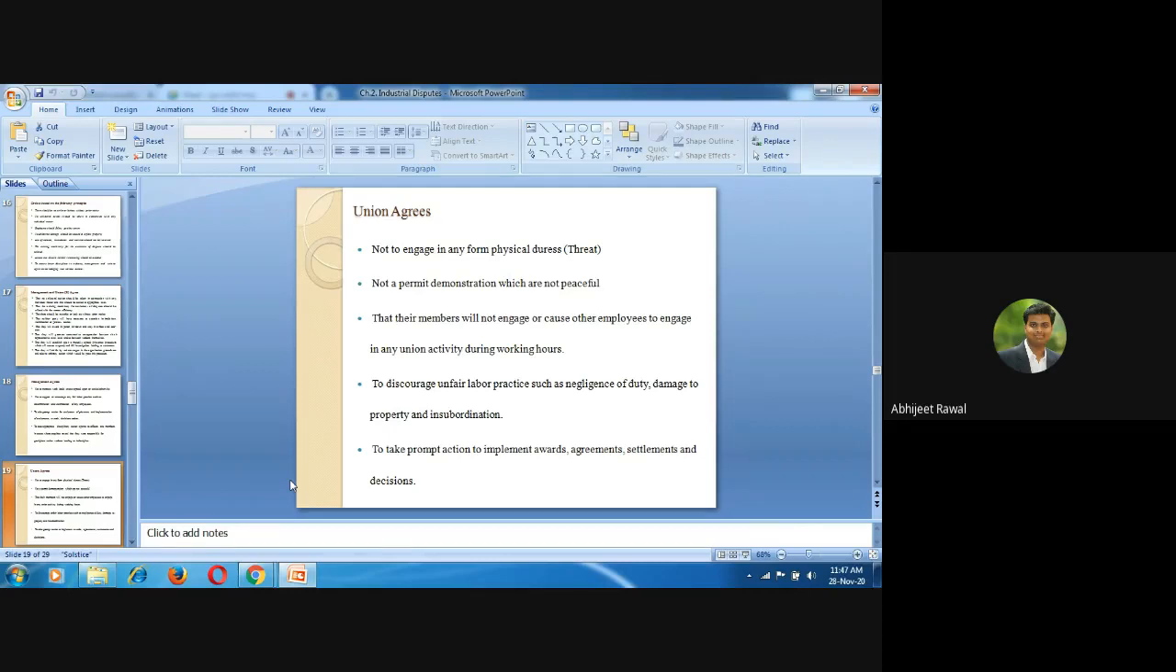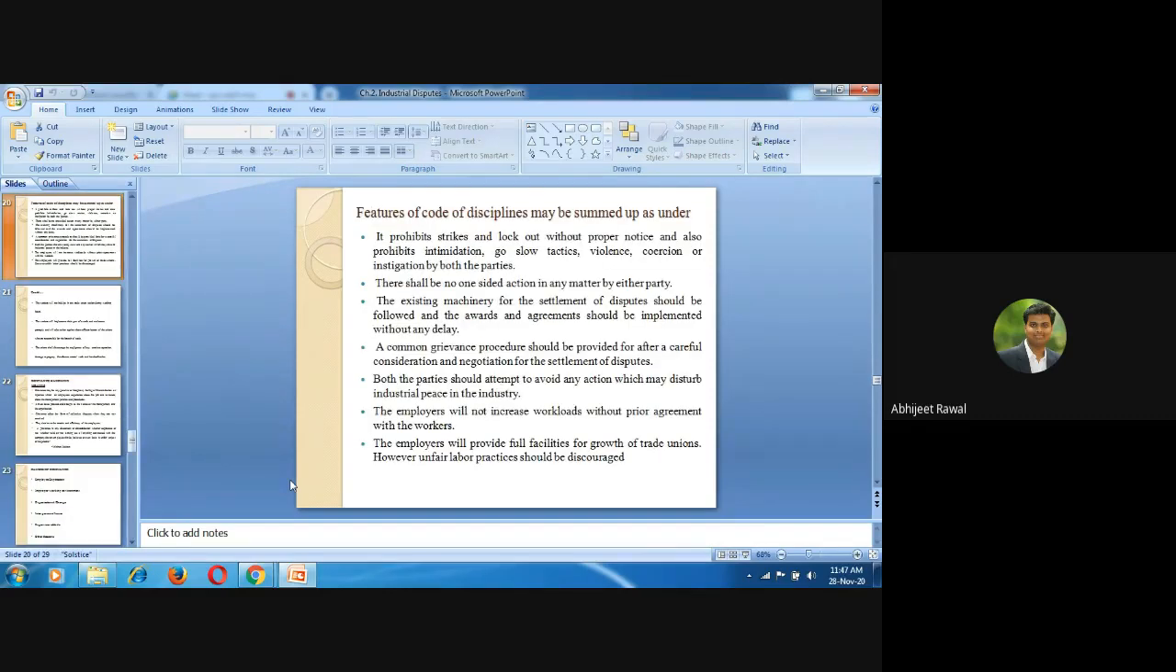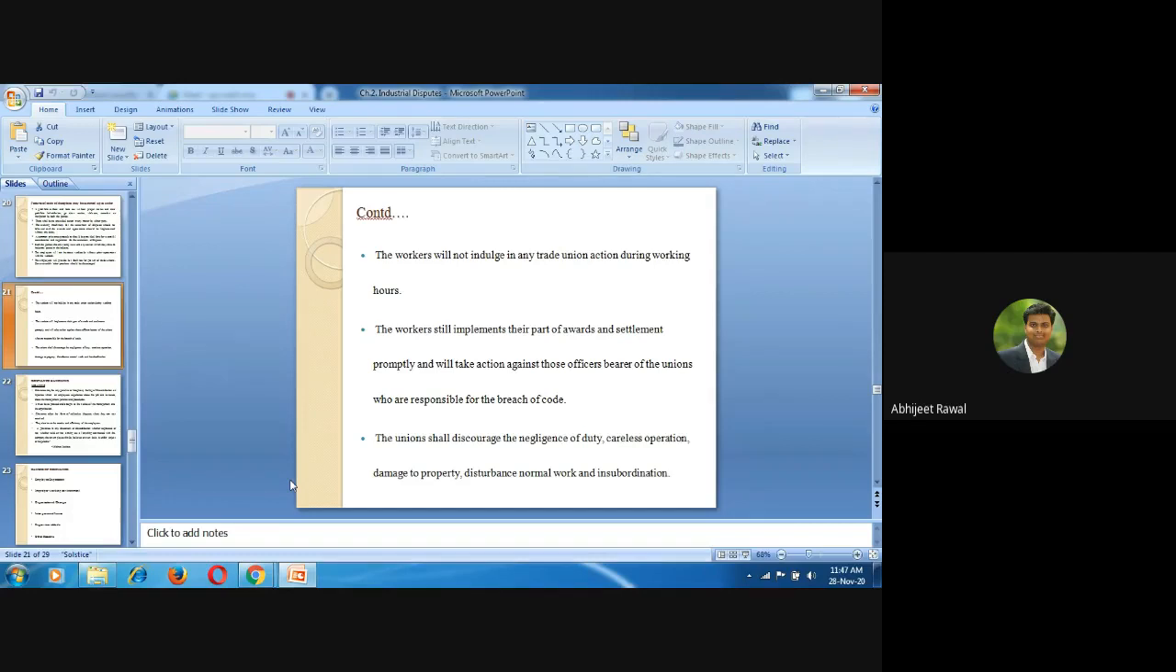Then to take prompt actions to implement awards, agreements, settlements and decisions. Whatever awards are there, agreements are there, they need to be completed immediately. Okay, this is also part of the same. Just go through it, when you get time, go ahead and go through it.